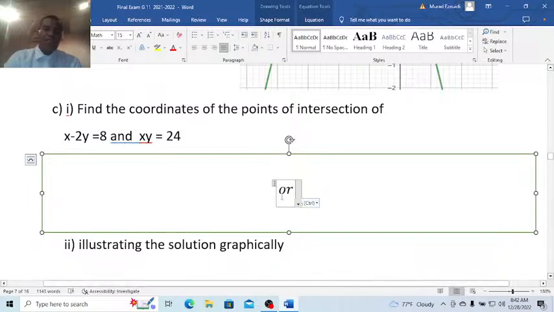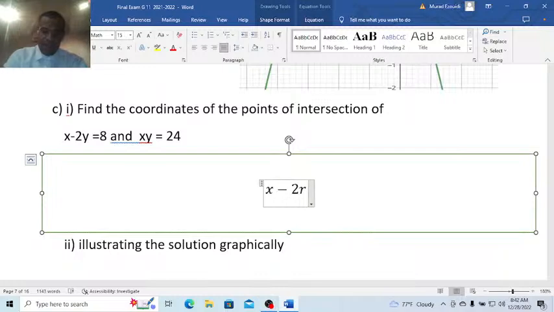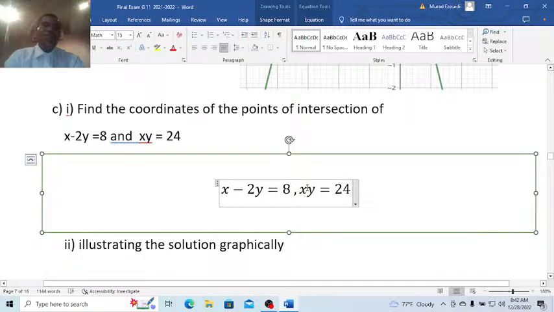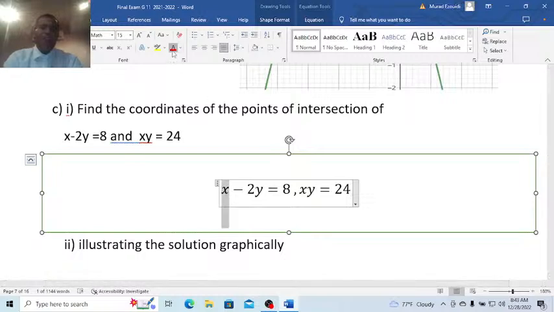So here we have x minus 2y equal to 8. Okay, and the next equation is xy equal to 24. The question is to find the points of intersection of these two equations, which means you are going to solve simultaneously. Here, learners, I will make x my subject.